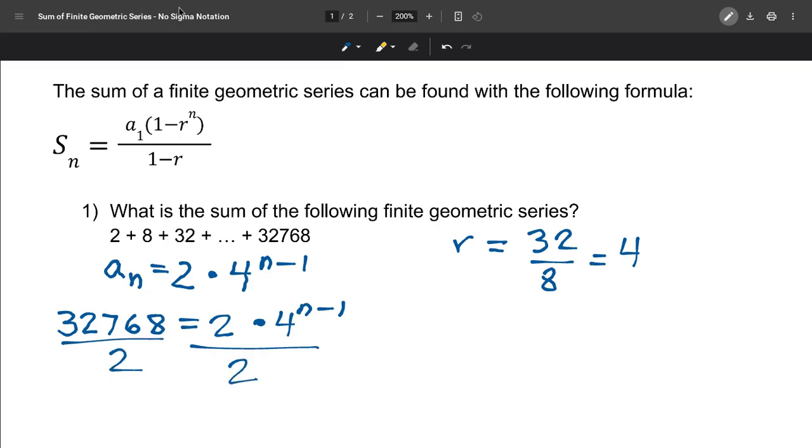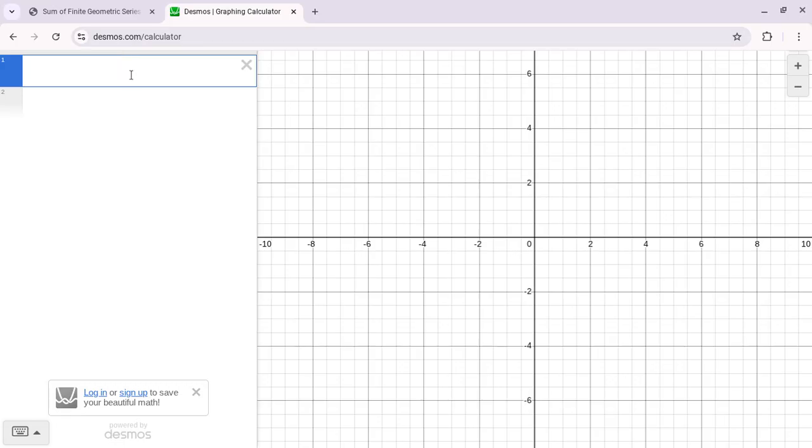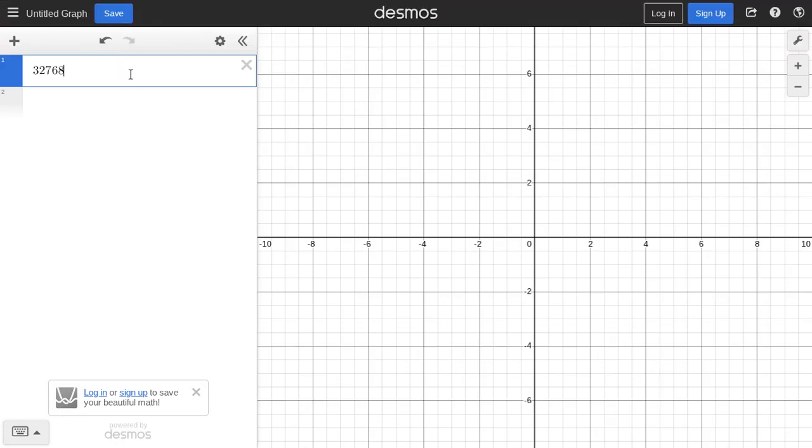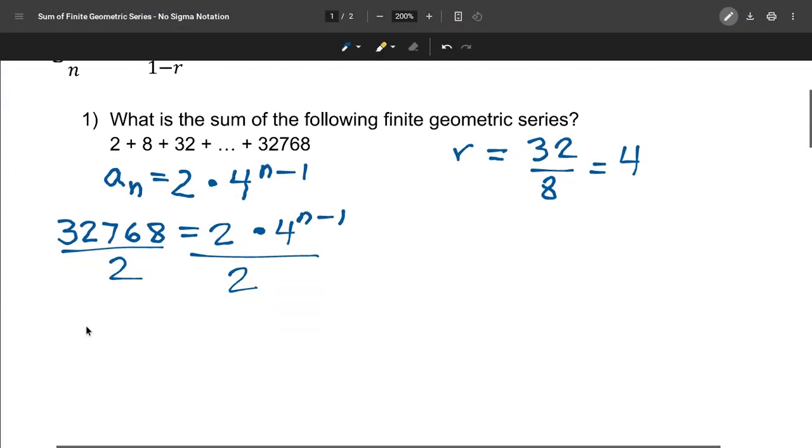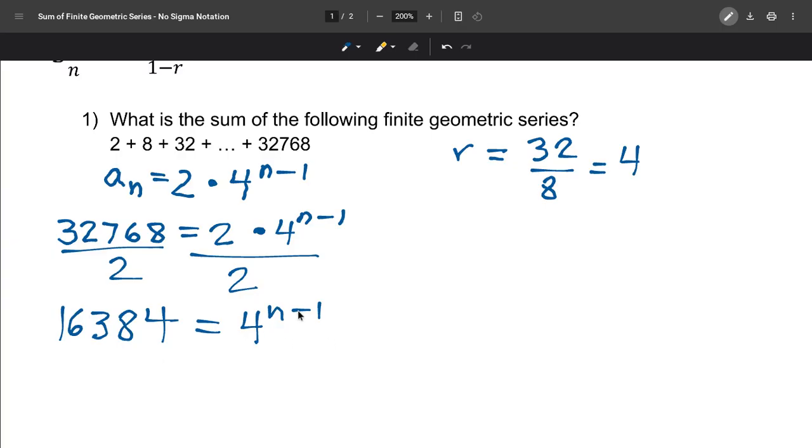I'm going to switch tabs and go over to Desmos, and do 32,768 divided by 2. That gives me 16,384. So I can rewrite this as 16,384 equals 4 to the n minus 1 power. Now I want to take this 16,384 and write it as 4 to some power, and then I can figure out what n is.